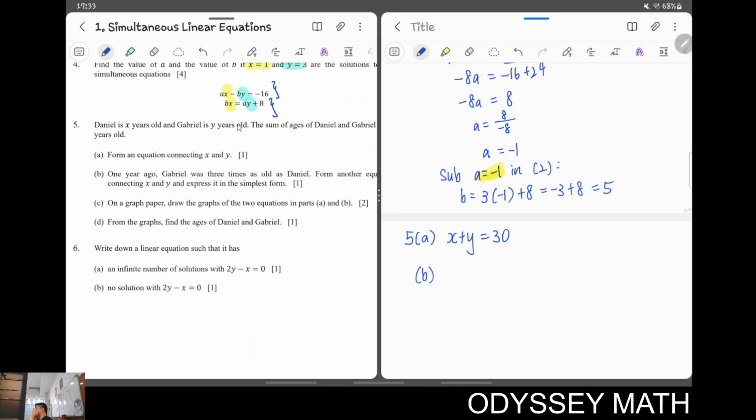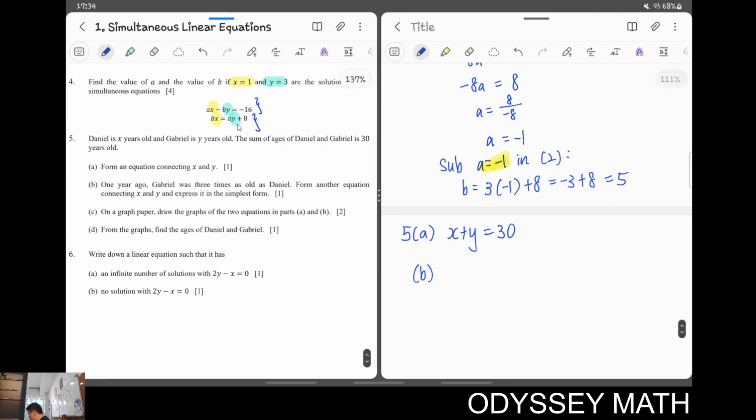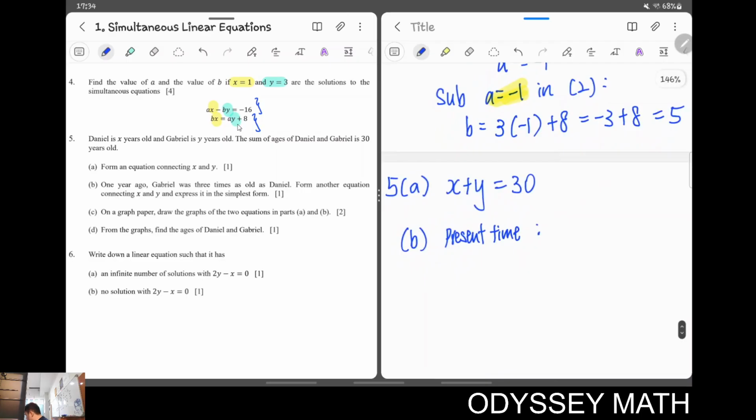Questions involving simultaneous equations are quite common in Sec 2 tests and exams. So now, part B. Let me write down for you. If you don't want to be careless, I suggest you present the information. Although this is not required in your working, it's just to make sure you understand. Daniel, X years old.